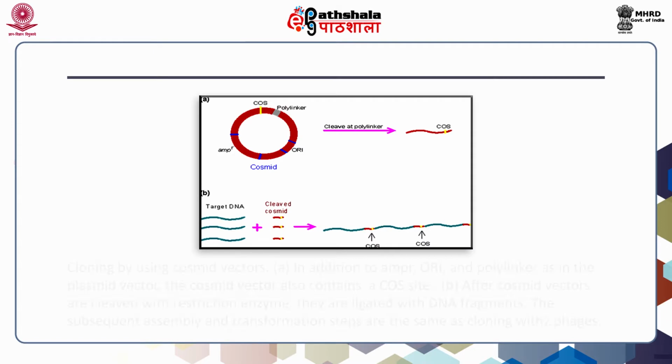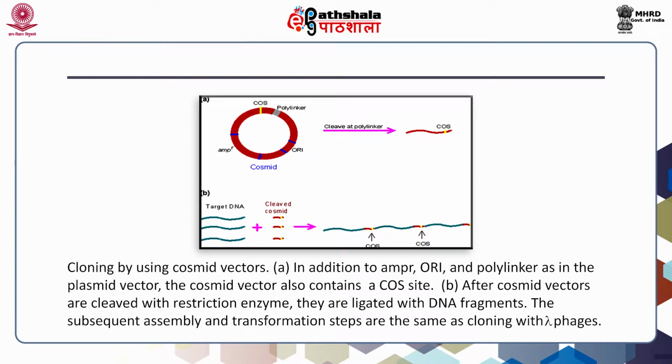This figure shows cloning by using cosmid vectors. Figure A shows that in addition to the AMP, ORI and polylinker as in the plasmid vector, the cosmid vector also contains a cos site. Part B shows that after cosmid vectors are cleaved with restriction enzymes, they are ligated with DNA fragments. The subsequent assembly and transformation steps are the same as cloning with lambda phages.